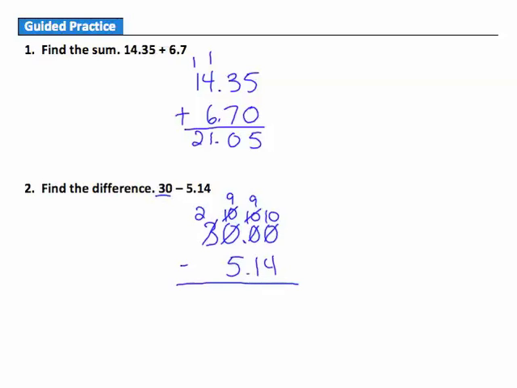Now I'm ready to subtract. 10 minus 4 is 6. 9 minus 1 is 8. 9 minus 5 is 4. And then finally 2 minus nothing is 2. So I'm going to add my decimal point there. So when I get done with the subtraction here, I get a final answer of 24.86.